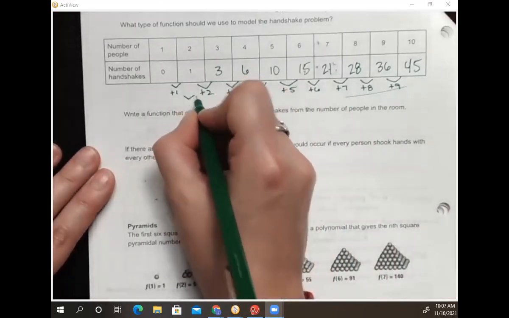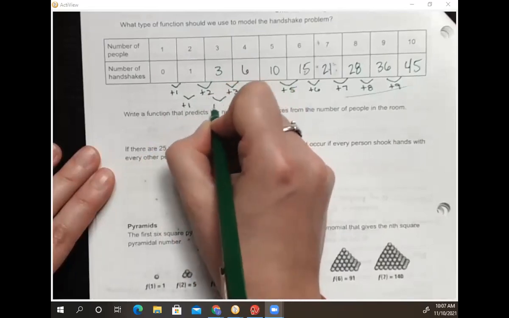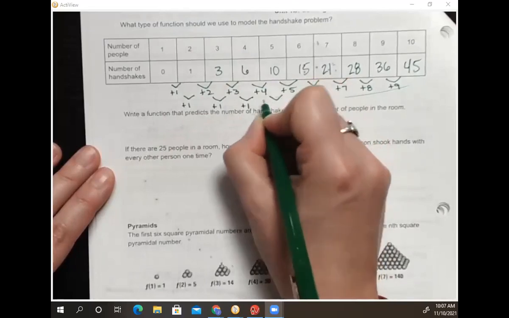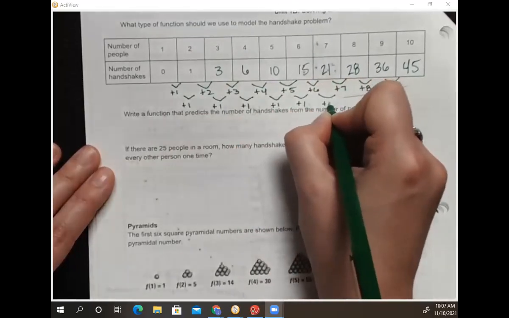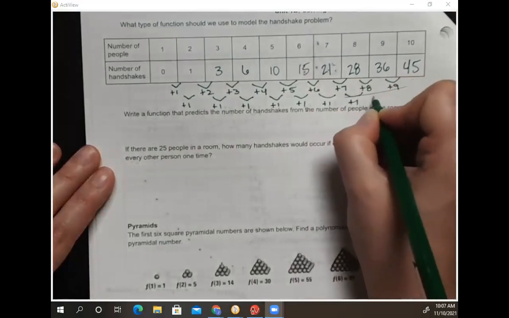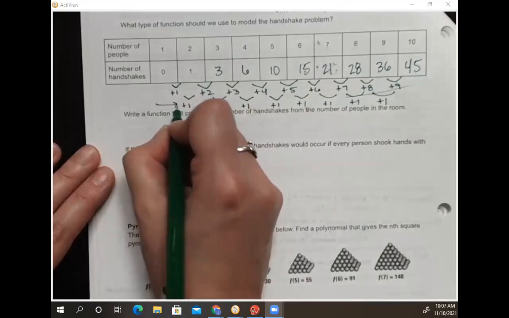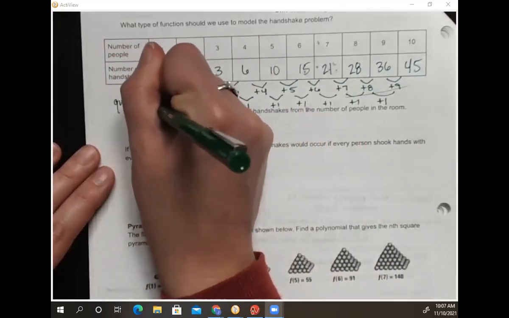If I go one line farther down though, to get from 1 to 2, I add 1. To get from 2 to 3, I add 1. To get from 3 to 4, I add 1. To get from 4 to 5, I add 1, and so on, I add 1 each time. That second line of differences is the same. So that means that this is a quadratic function.